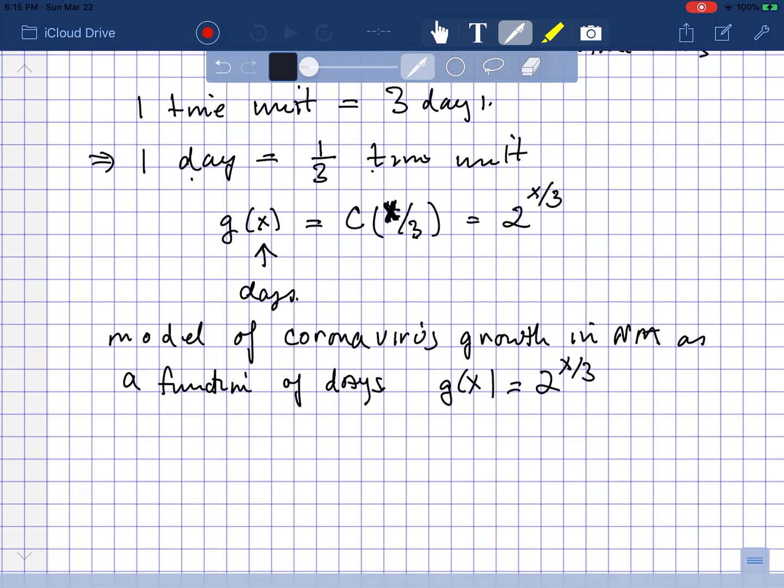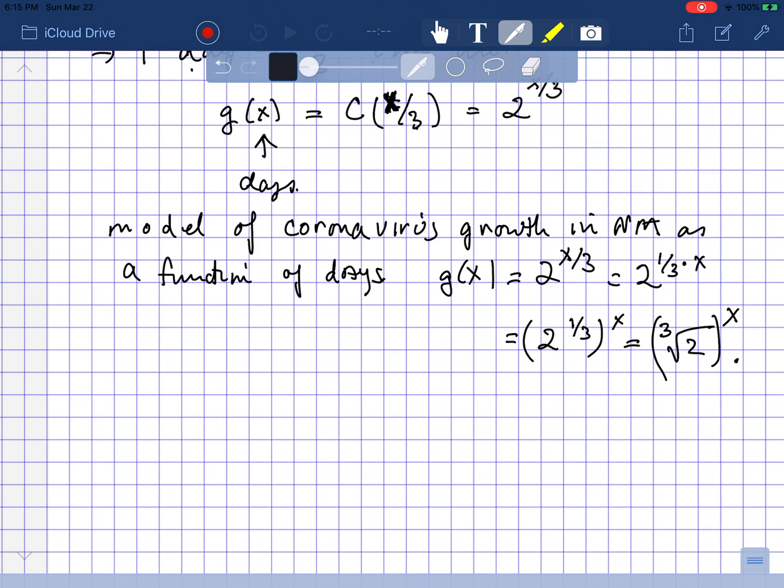which I could also write this way. So you'll remember one of our properties that we had listed of exponentials is that 2 to the x times y power is equal to 2 to the x times 2 to the y. So I can write this as 2 to the 1/3 times x, and that's equal to 2 to the 1/3 raised to the x power, and this is equal to the cube root of 2 all raised to the x power.